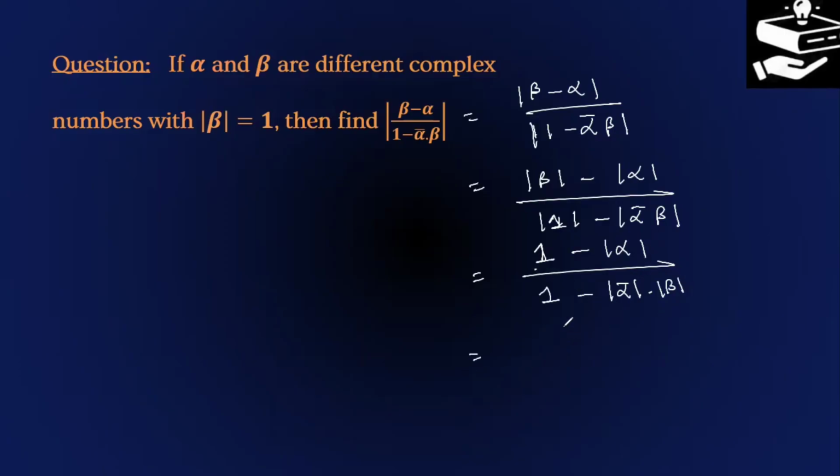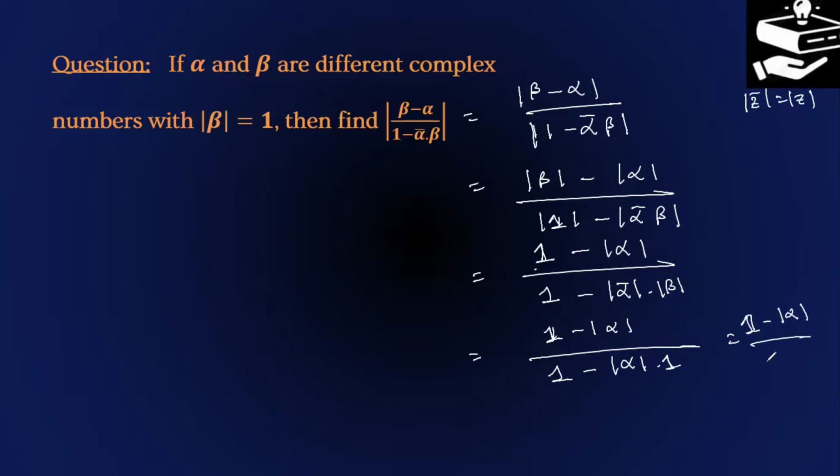So from here, it is 1 minus mod of alpha over 1 minus. Now see, we have just learned that mod of z bar is equal to mod of z. So mod of alpha bar is equal to mod of alpha, and mod of beta is given as 1. So in the numerator we are getting 1 minus mod of alpha, and in the denominator also we are getting 1 minus mod of alpha. We can cancel them out and we get this value equal to 1.